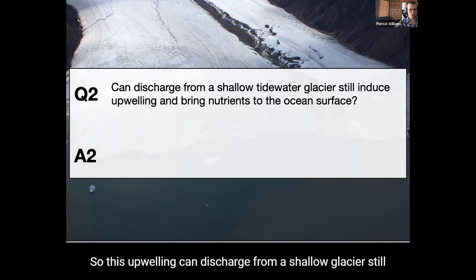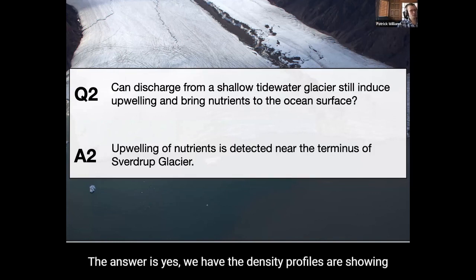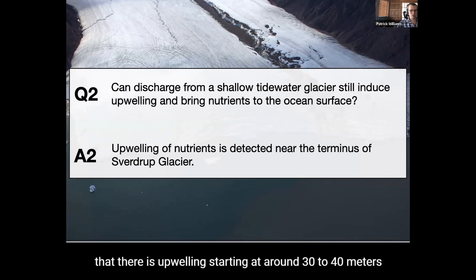So this upwelling: can discharge from a shallow glacier still induce upwelling and bring nutrients to the ocean surface? The answer is yes. The density profiles are showing that there is upwelling starting at around 30 to 40 meters in depth, close to the terminus. There's also elevated nitrate concentrations in this deeper upwelled water.